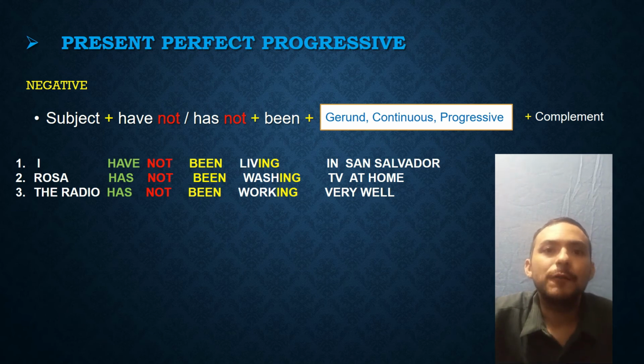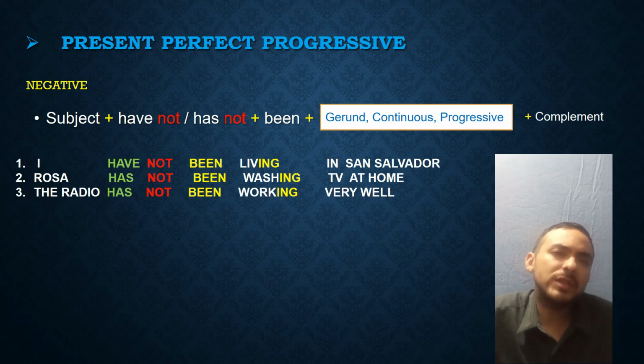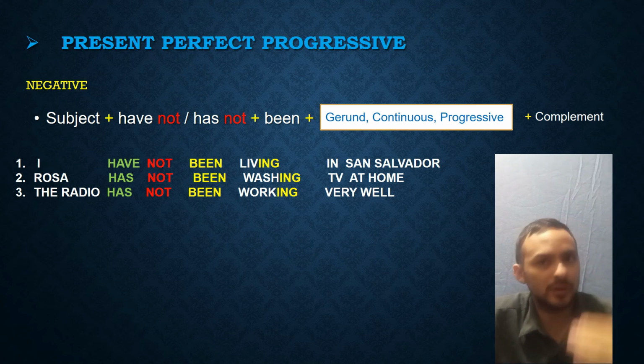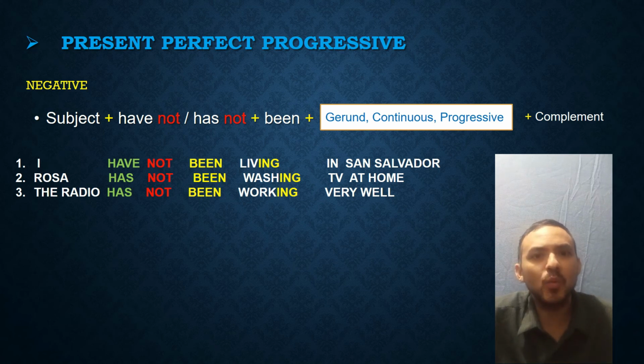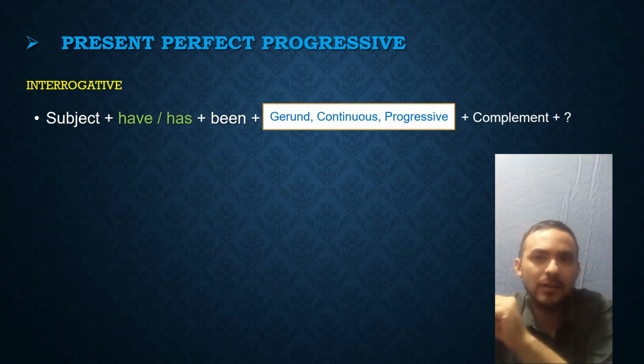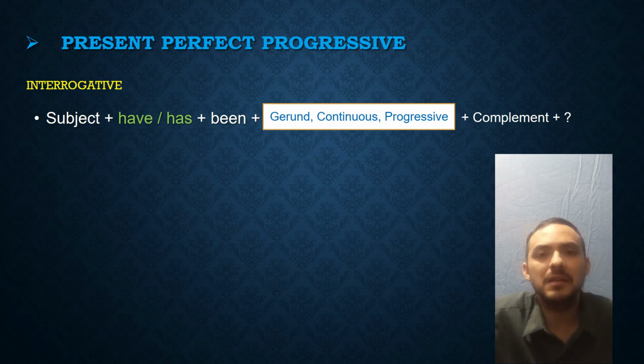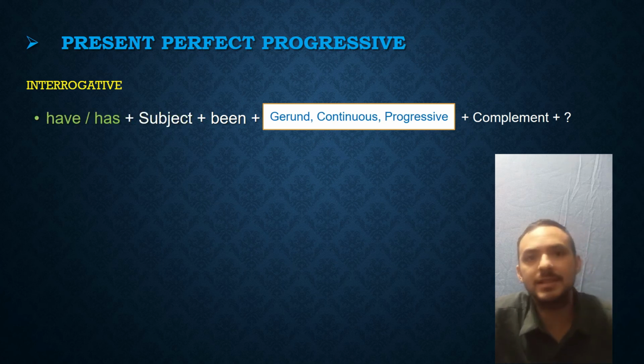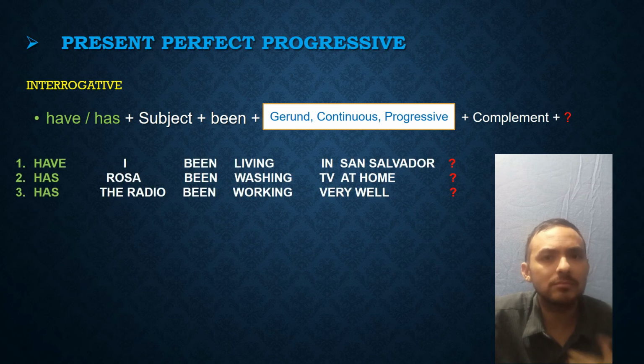Okay, for the interrogative form we are going to use the same method. The subject changes place with the auxiliary verb to have, with the question mark at the end of the sentence. This is the interrogative. Look at this example. Have I been living in San Salvador? Question mark at the end.